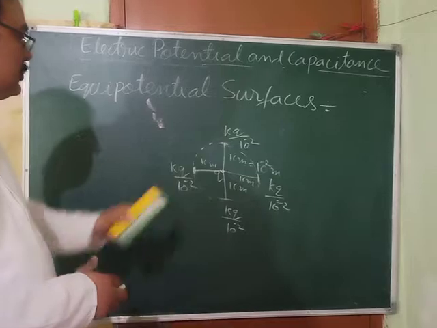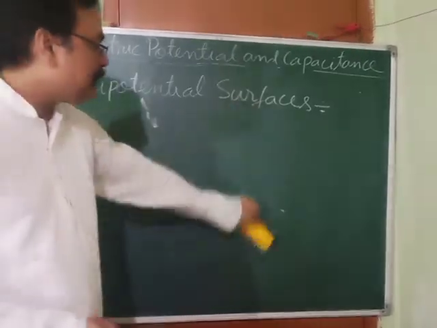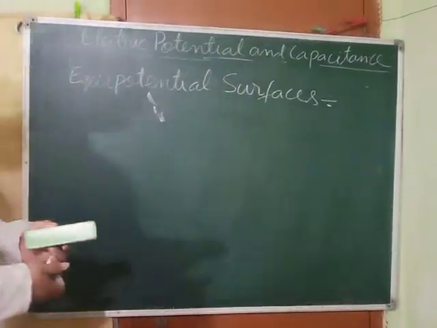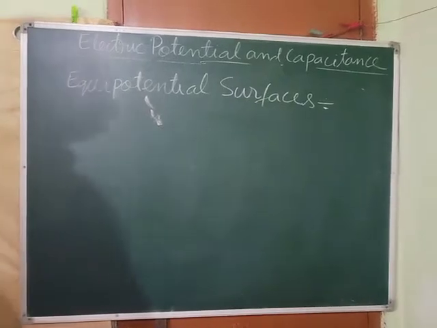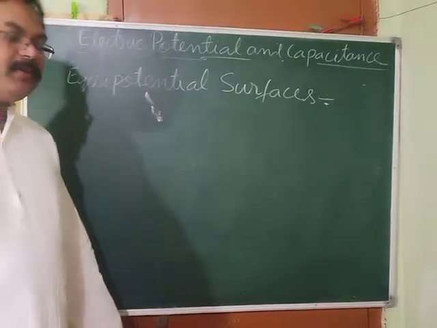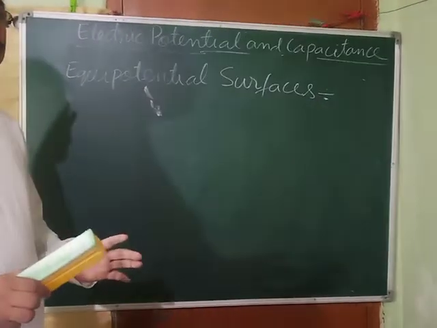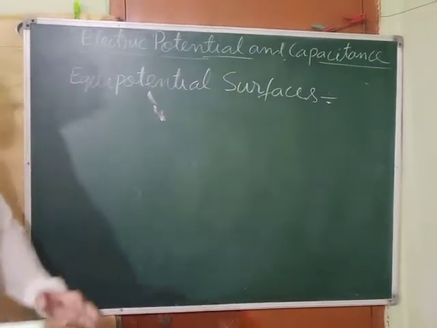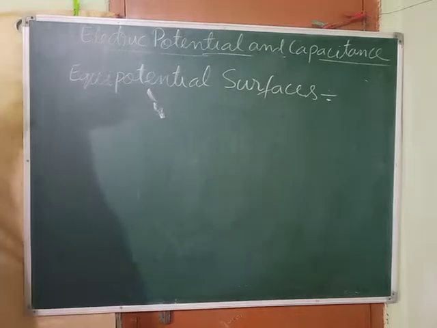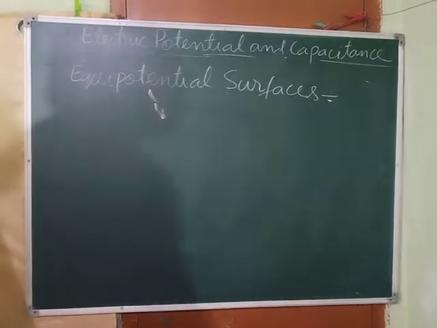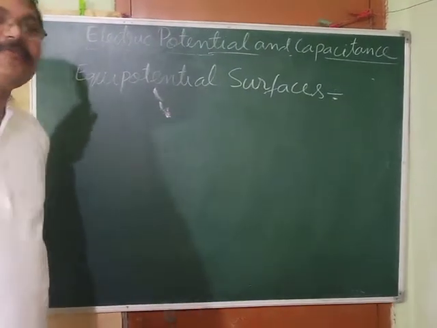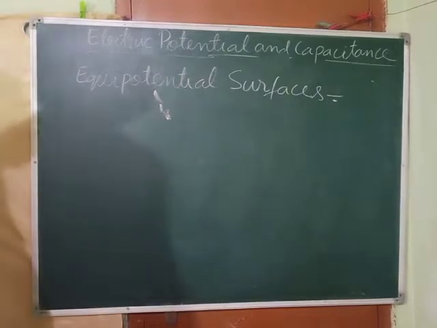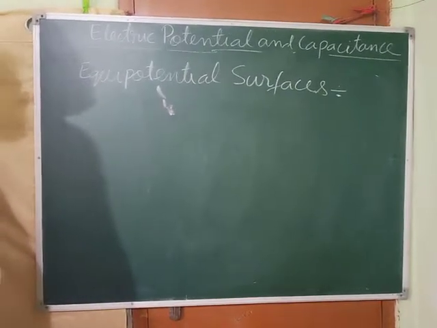So just note down the definition. The surface at which potential is the same throughout its surface is called an equipotential surface.